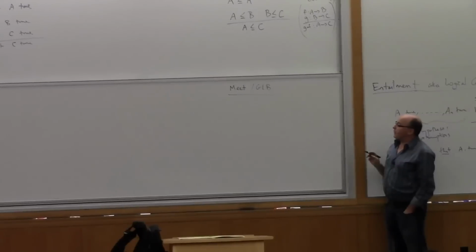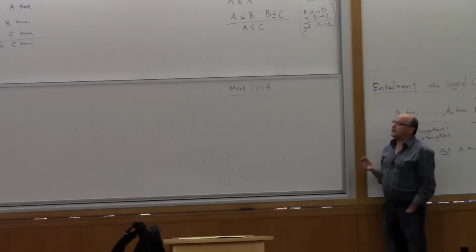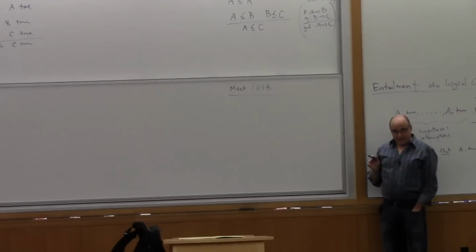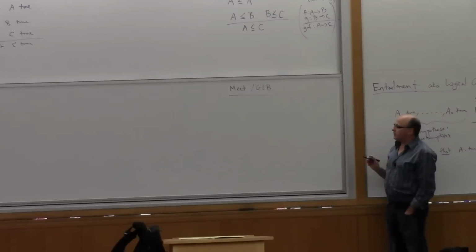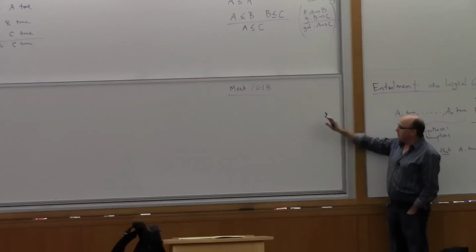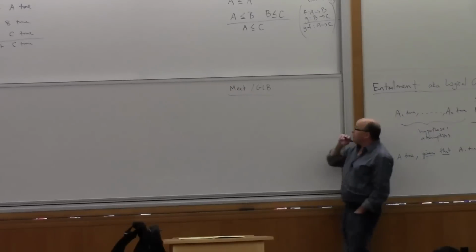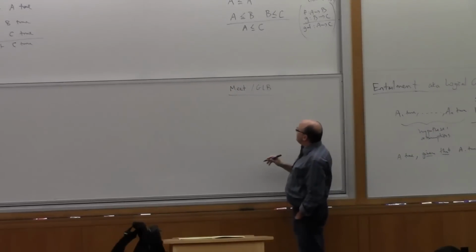So that's what we've got so far. And I want to say that a preorder has meets, which means if you give me two elements, they have a greatest lower bound. That's the usual definition of a meet. You can do this also with join, and I'll do that in a moment. So what is the idea of a meet?